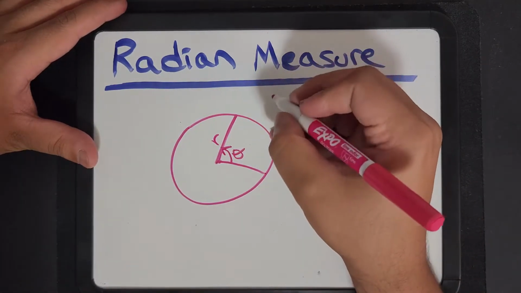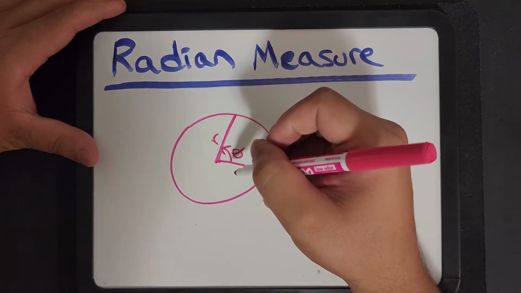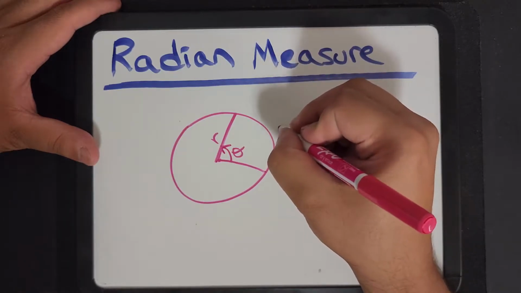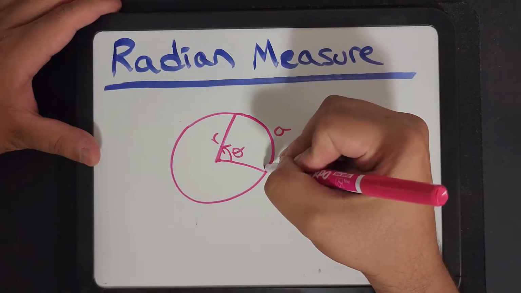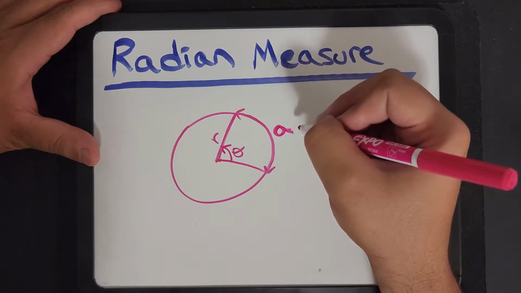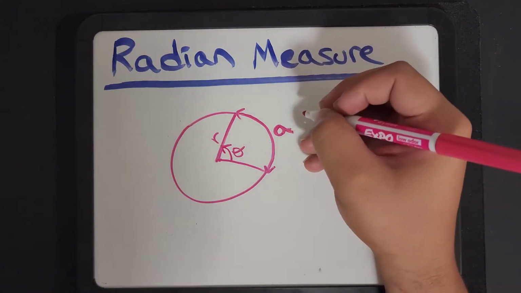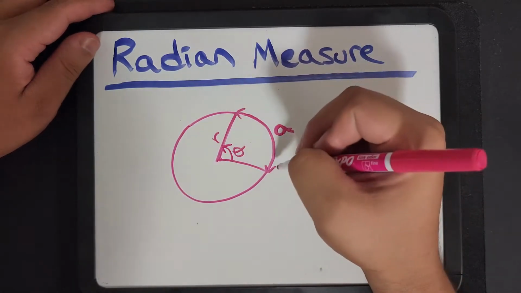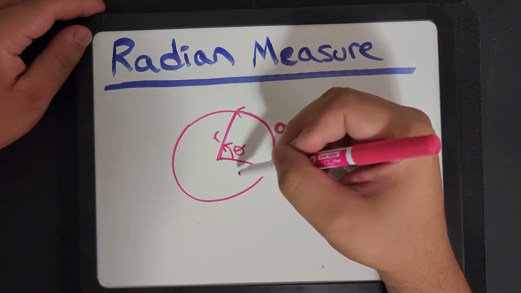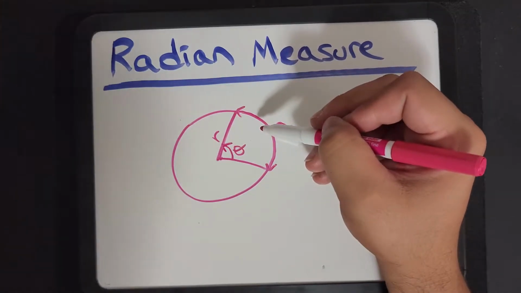So let's say this is r, the radius of the circle, theta being the measurement that we're looking for, and then we say that this measurement right here, from here all the way to this line, is equal to a. So this is where we introduce a radian. So a radian, by definition, is the size of an angle that is subtended at the center of a circle by an arc with a length that is equal to its radius.